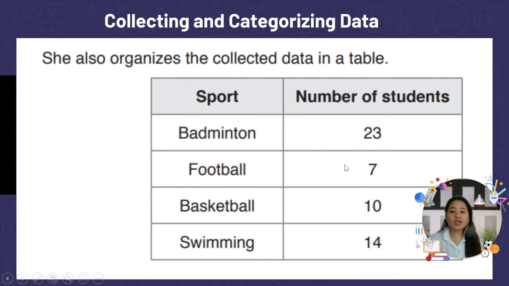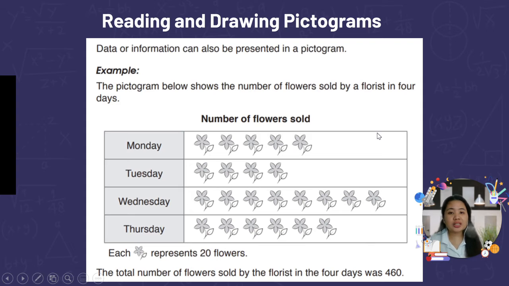She also organizes the collected data in a table. Before or after you count the tally, you put that in a table. So how many students like badminton? That is 23, football 7, basketball 10, and swimming 14. Okay, good job. Next, let's proceed to reading and drawing pictograms. Here, you have to understand the drawing. Then in the other exercises, you will be the one to draw. Let's proceed here.